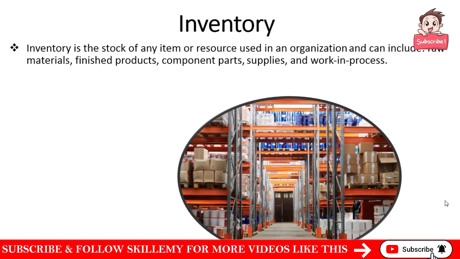Inventory is the stock of any items or resources used in an organization and can include raw material, finished product, component parts, supplies and work in process. For example, if I want to start a garment factory to produce t-shirts, first I have to buy the fabric. After that I have to hire people, because we have to process something to get the final output, the t-shirt, right?